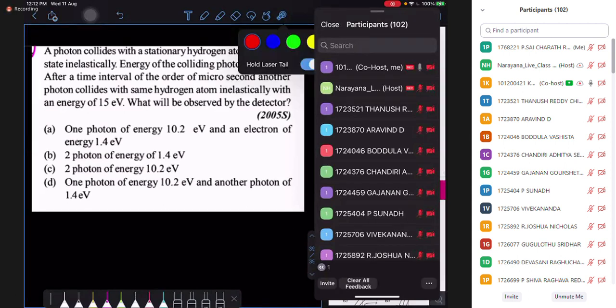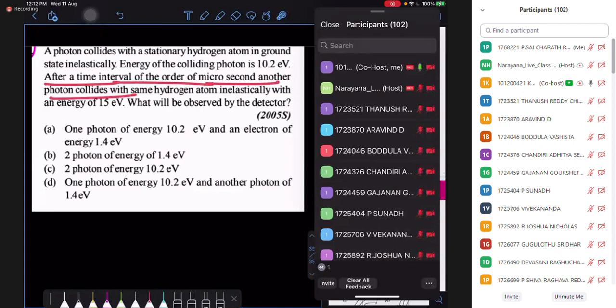Here it is given that a photon collides with the stationary hydrogen atom in the ground state inelastically. The energy of the colliding photon is given here as 10.2. Okay, photon energy is given here. Next, the interesting point is that after a time interval of a microsecond, another photon collides with the same hydrogen atom inelastically with the energy of 15. What will be observed by the detector? So one photon of energy and electron of this part, two photons of energy, two photons of this energy, and one photon of energy 10.2 and one photon of energy 1.4.